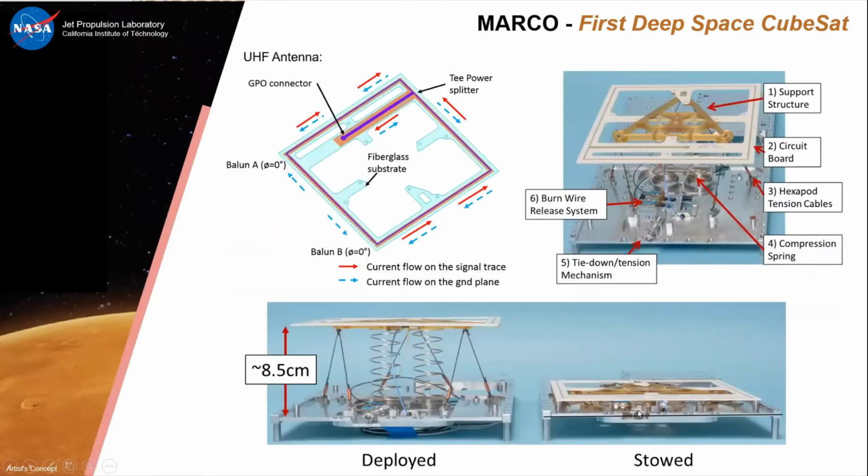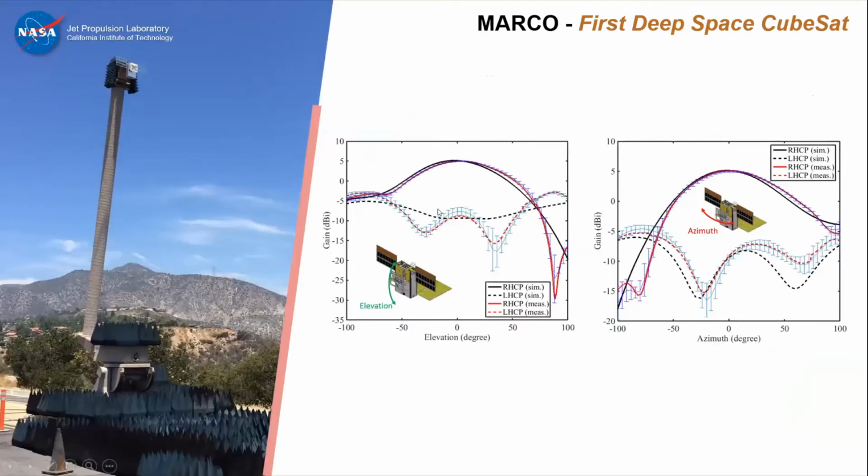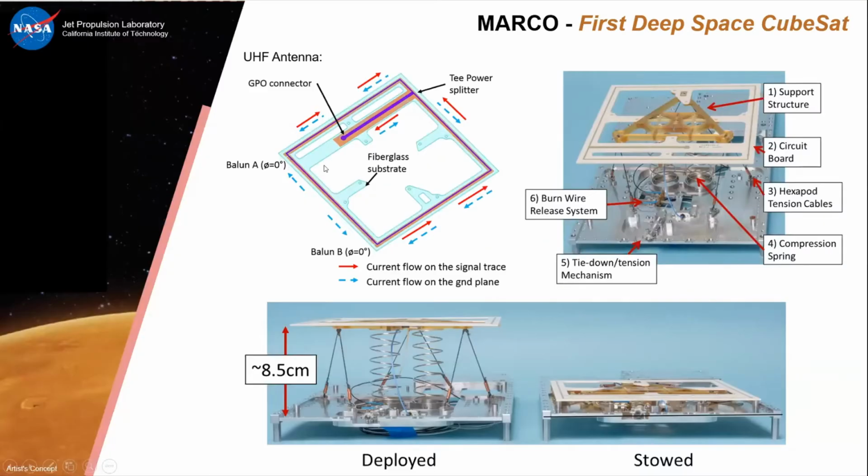This is how the antenna stows, and this is how it deploys. So it's fairly simple with a jack-in-the-box principle, where you have two hinges that deploy the whole thing. To excite with 90 degrees out of phase, we actually use a balun.